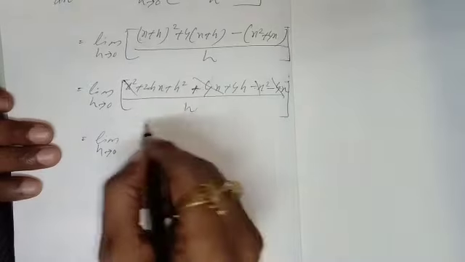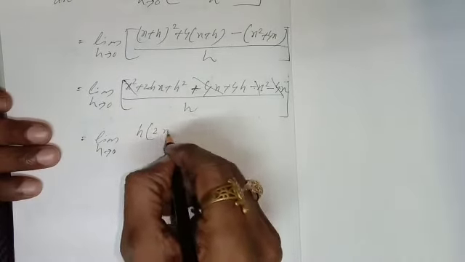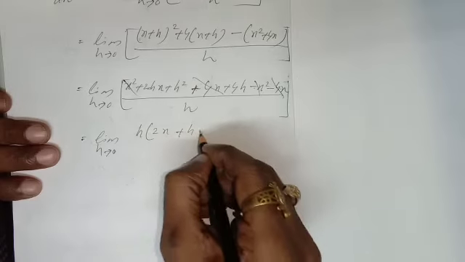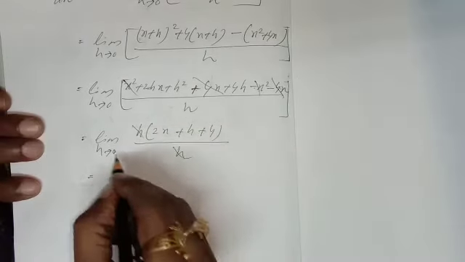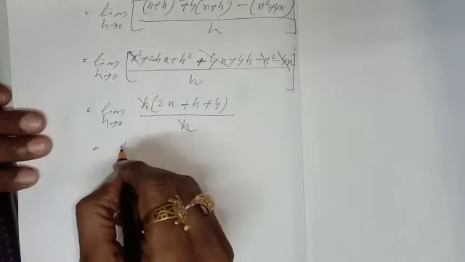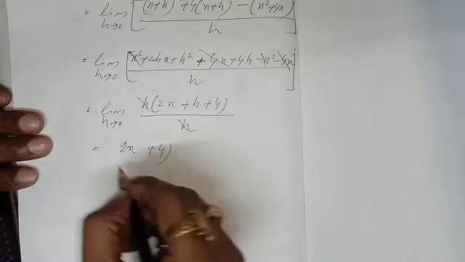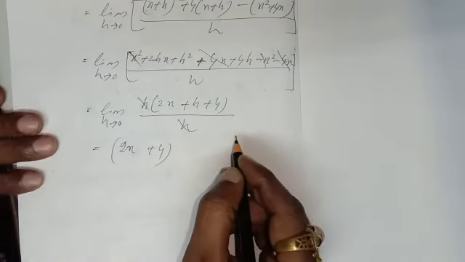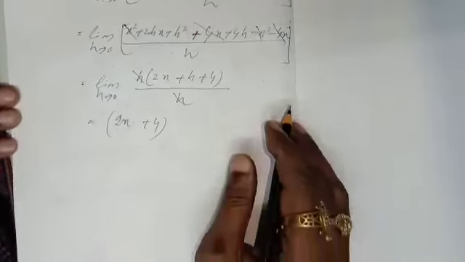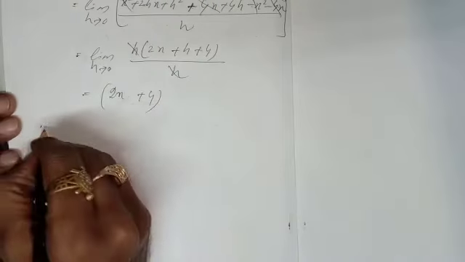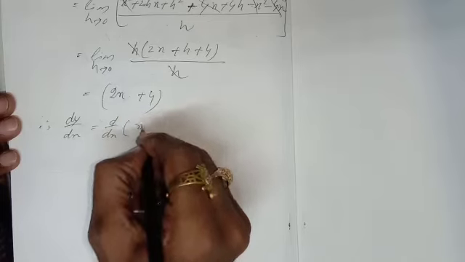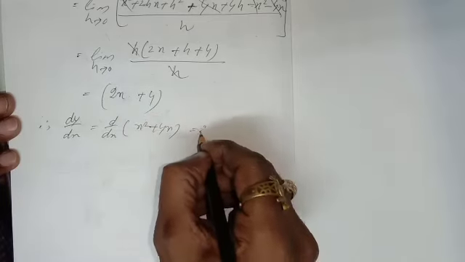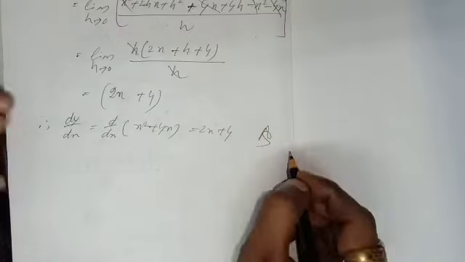What is left? From there you take h common, that is 2x plus h, and here plus 4, divided by h. Now this h will be cancelled out. Putting h equal to 0 here, the result will be 2x plus 4. So what is the derivative of x square plus 4x? The derivative of x square plus 4x is 2x plus 4. The final answer is dy by dx of x square plus 4x is 2x plus 4. This is the answer. Let us go to the next part.